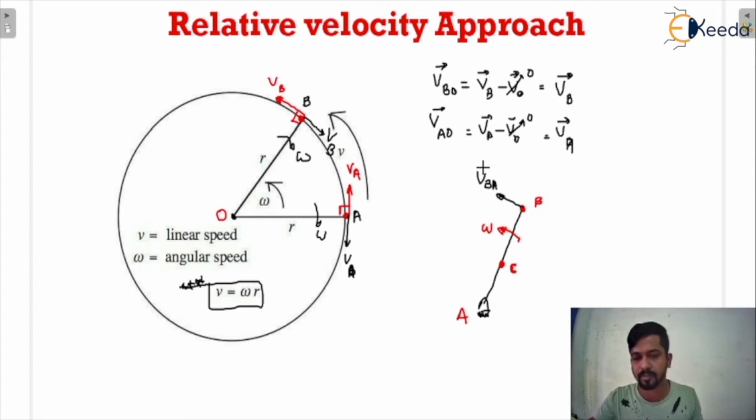So that is the velocity at point B. If I'm talking about the velocity at point C, that would also be in the perpendicular direction to the link, that is VCA, because we are discussing the relative velocity at point C with respect to A. Are you getting my point?